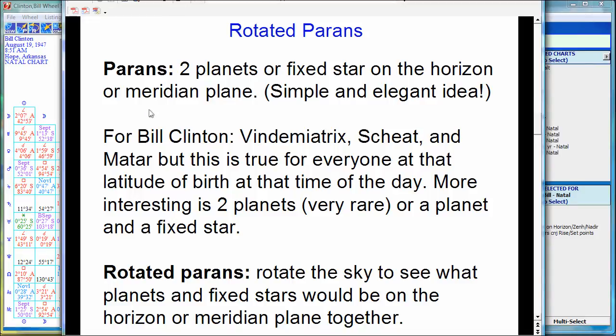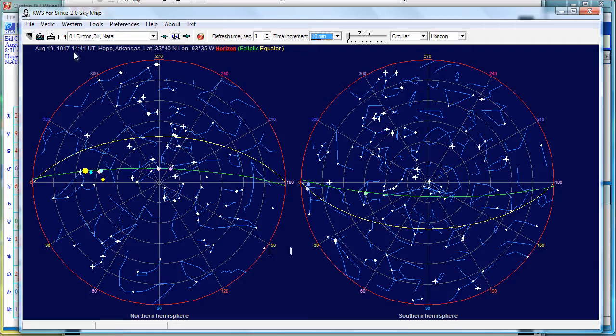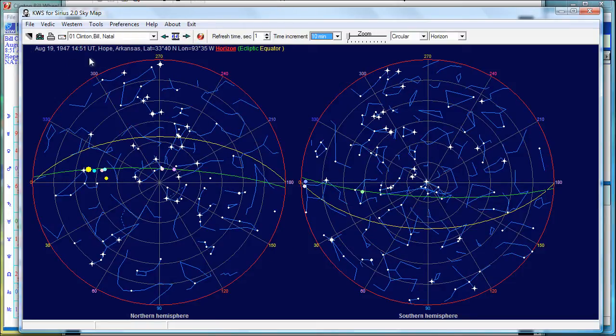Now, rotated parans. First of all, a paran, as usually defined, is not a Hellenistic paran. It's when two planets or fixed stars are on the horizon or meridian plane. Simple and elegant idea. If I look at the sky map for Bill Clinton, let me put this back to his birth time. I had adjusted it.